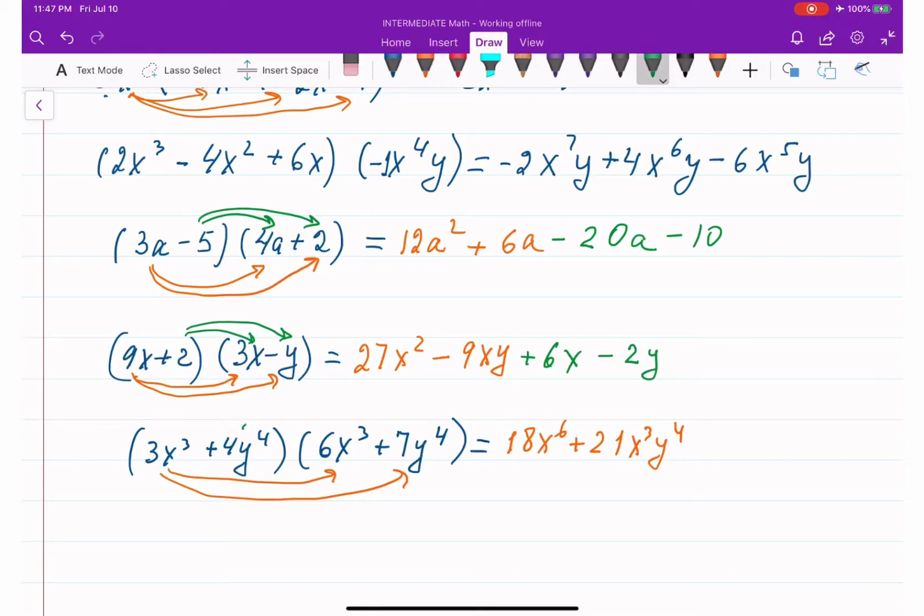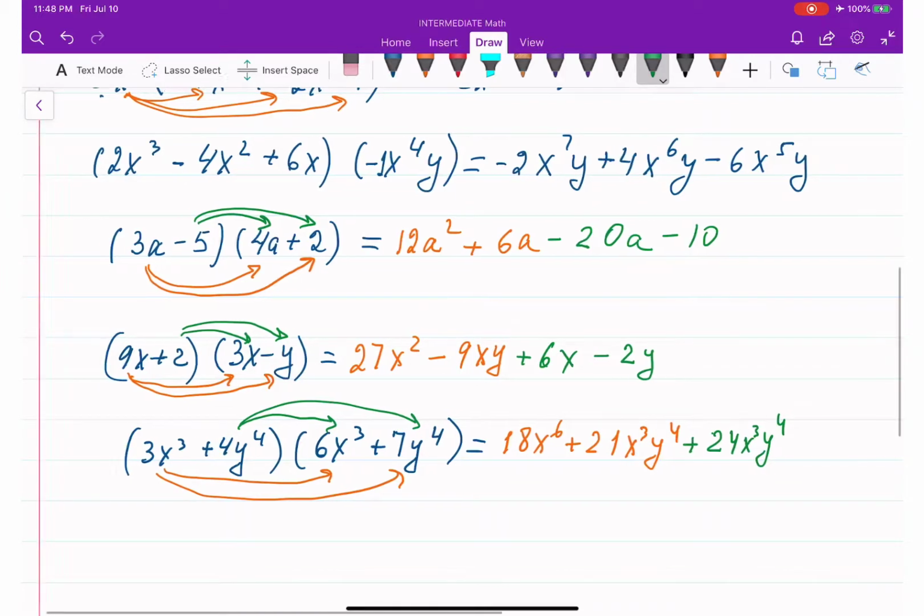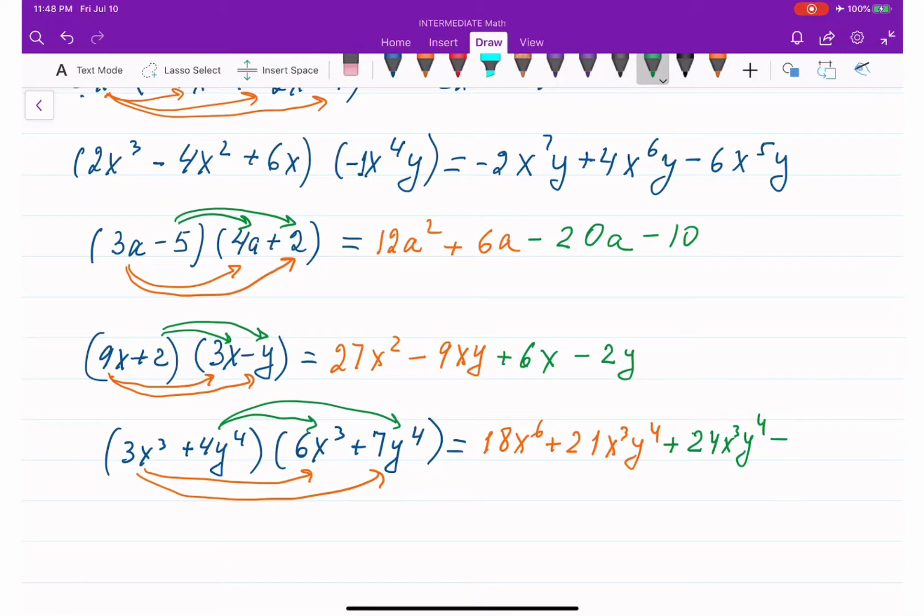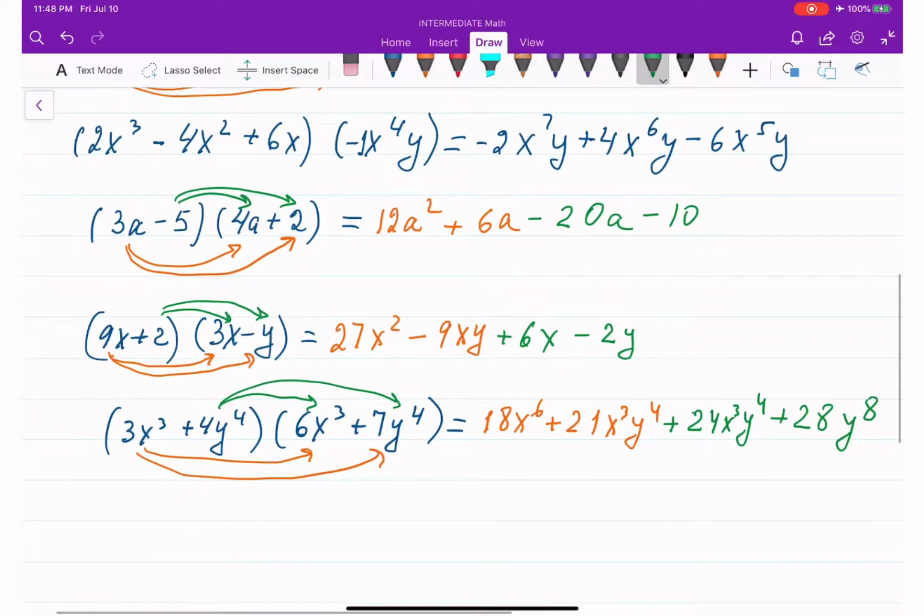Next, 4y to 4 times 6x cubed, it's going to be 24. 4 times 6 is 24. And y to 4 x cubed, it's going to be x cubed y to 4. 4y to 4 times 7y to 4. 7 times 4, it's going to be 28. Y to 4 times y to 4, we get y to 8. All right.